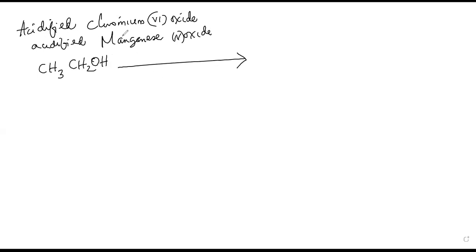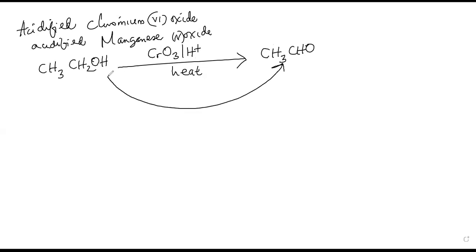you can oxidize using acidified chromium(VI) oxide, which is CrO3 with an acid. Here we heat, and we go to our ethanal. Alternatively, you can use acidified manganese(IV) oxide. Still, you go to ethanal. So when you use acidified manganese(IV) oxide and heat, still you find yourself that way. That is how we get aldehydes from primary alcohols.